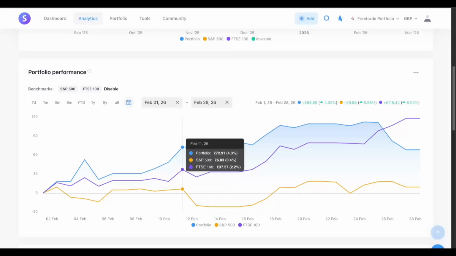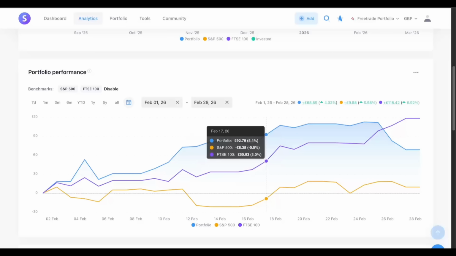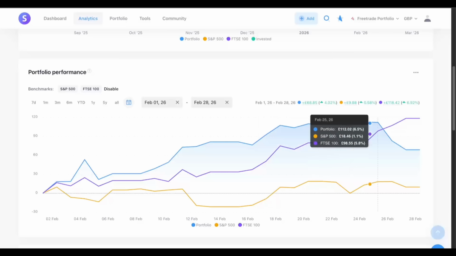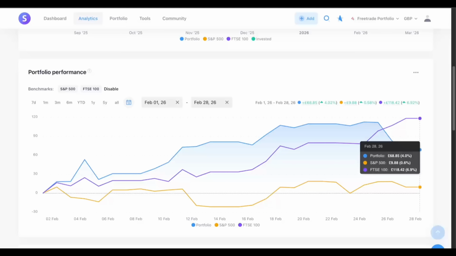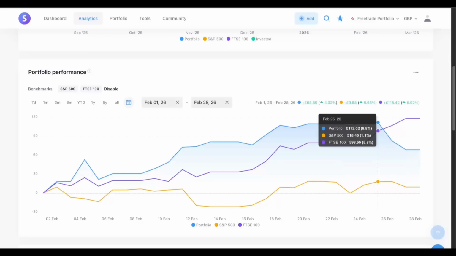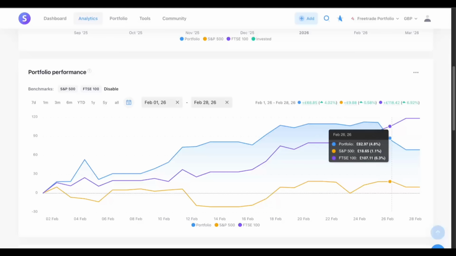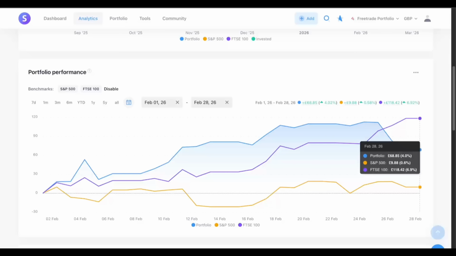And when we do compare my portfolio to the FTSE 100 over the month of February, we can see that I did underperform it by a couple of percentage points, and I was actually outperforming it right up until the 25th of February, and then our portfolios did swap. But on a positive note, I did massively outperform the S&P 500 again this month, being ahead by over 3%.